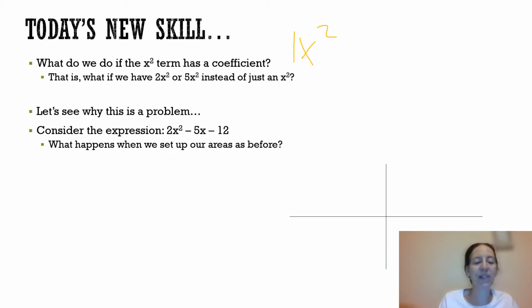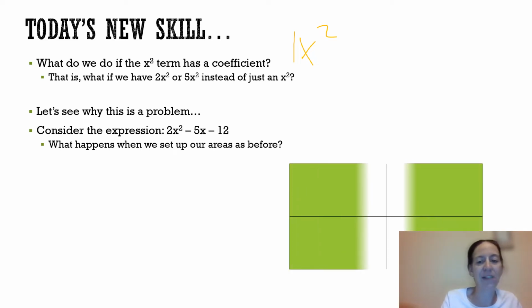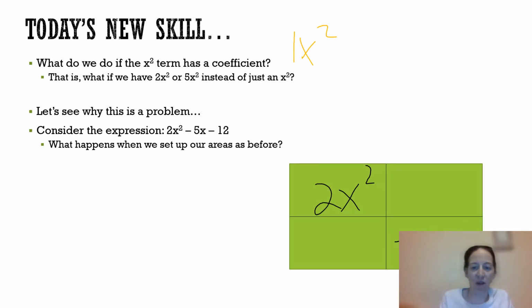So what happens when we set up our areas the way that we set them up before? So there's my awesome box. I'm going to put the 2x squared there, and I'm going to put the negative 12 down there. Hopefully you can see that. I just wrote right over my picture there. So you put the negative 12 in the lower right. What happens when we do this is we might start looking at factors of 12 to see what's going to add up to the negative 5x, because we know that these two boxes have to add up to a negative 5, at least the way that we've been doing it.